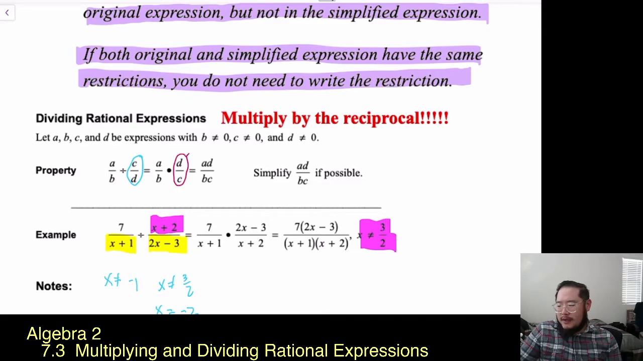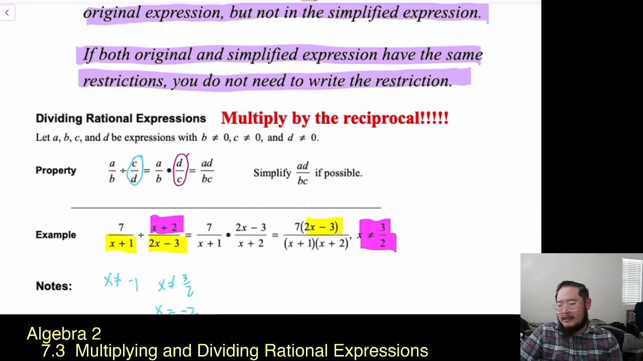Why? Because look, 2x minus 3 was once in the denominator. In the final answer, it's up here in the numerator. So you may not know, or you will forget, that it's a restriction. And so that's why you need to make sure you include x cannot equal 3 over 2 in your final answer.